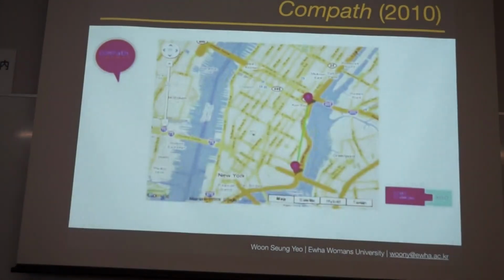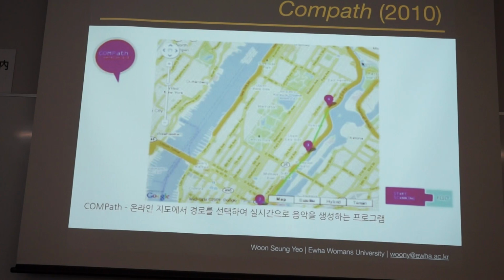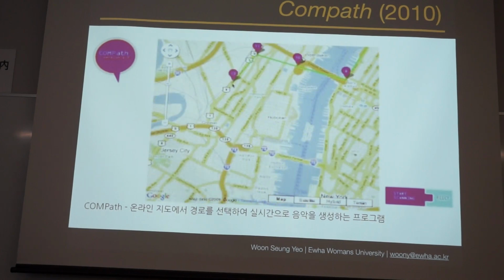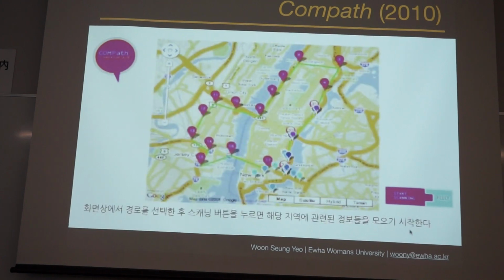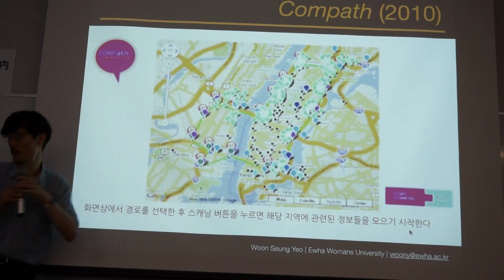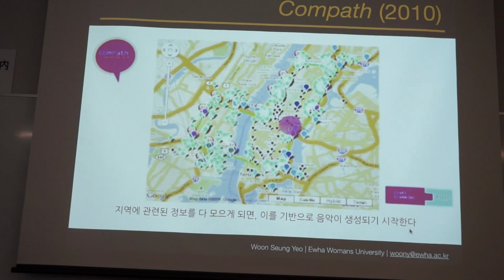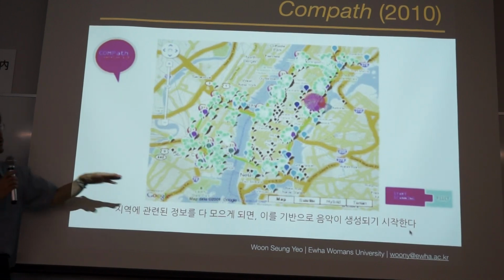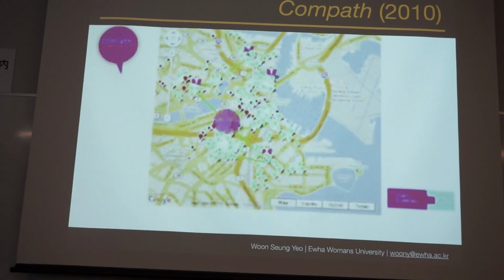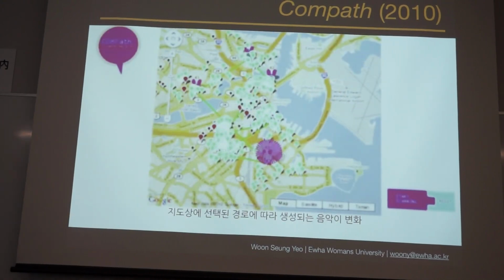This is quite an old example that I did about a decade ago at a tech university. And as you can see, you can draw a path by pointing some locations on this interactive map. And based on the path you choose, you can create music, right?